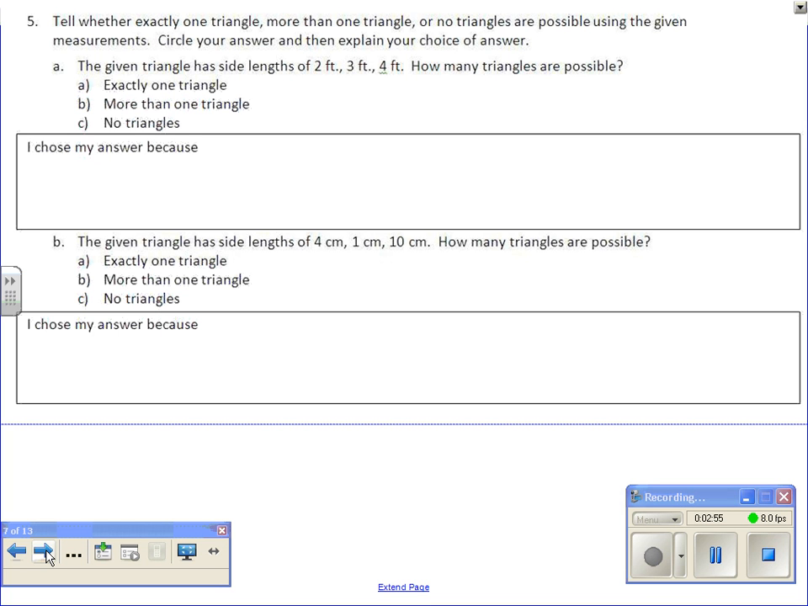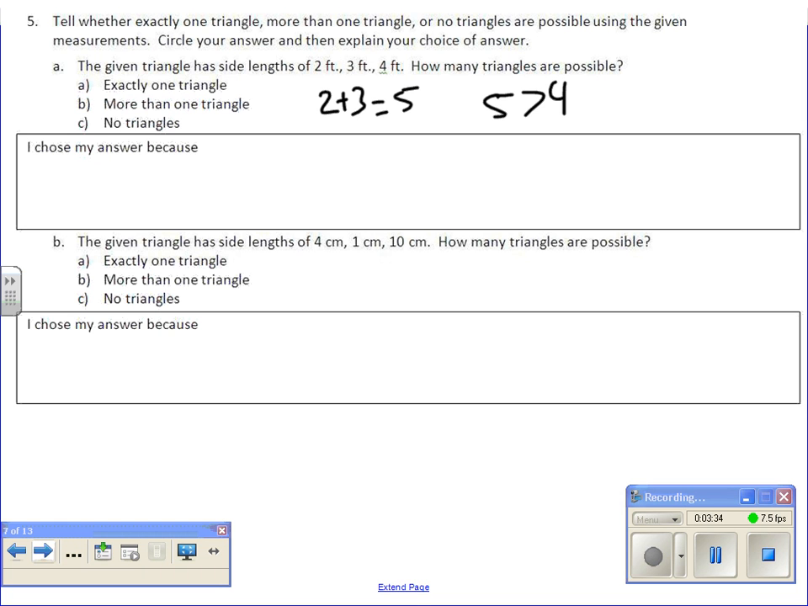Okay, so now you have to go ahead and think back to our spaghetti triangles, right? We want to know if we can make exactly one, more than one triangle, or no triangles. All right. So what we learned from our spaghetti triangles is that if the two smaller lengths are greater than the largest length, then we can make a triangle. All right. So let's see this. So 2 plus 3, that is going to be equal to 5, right? 5 is greater than 4, so yeah, we can make a triangle.